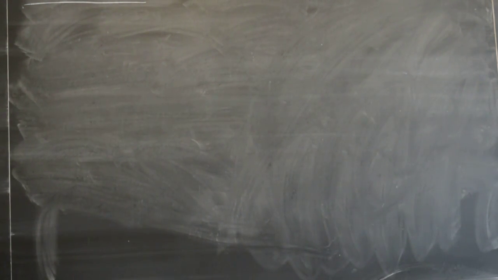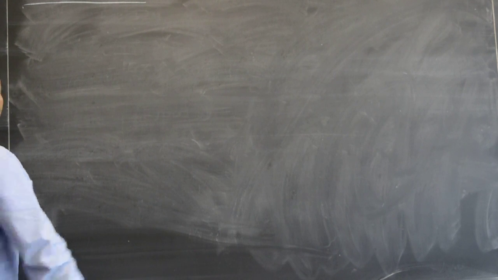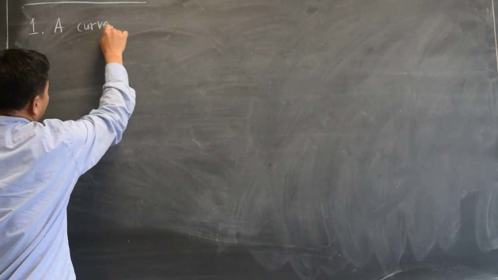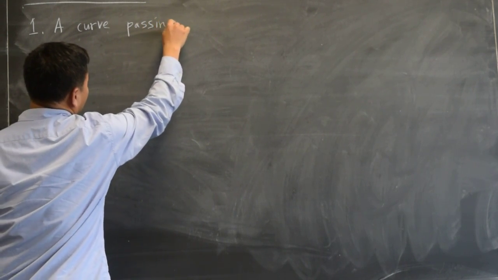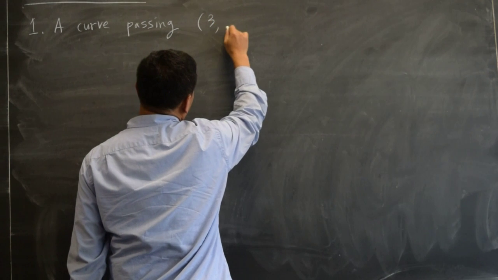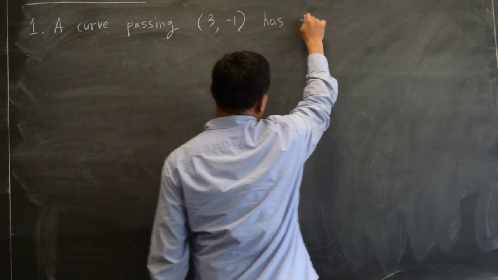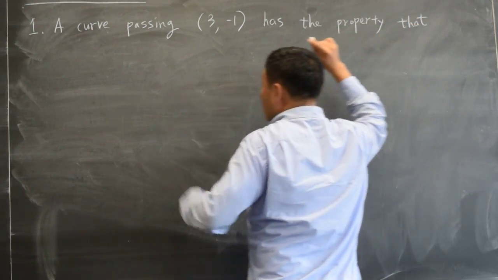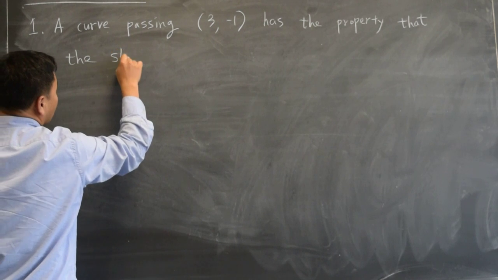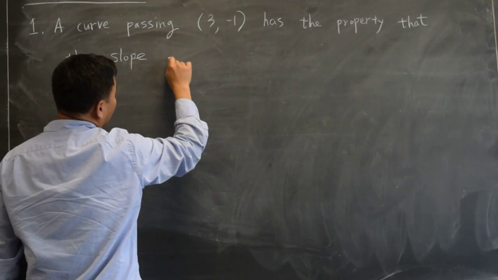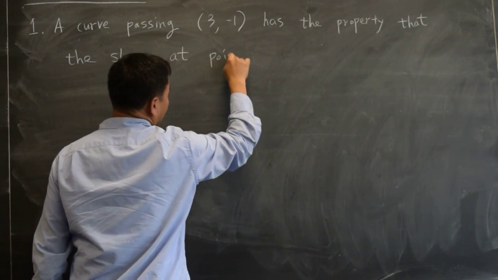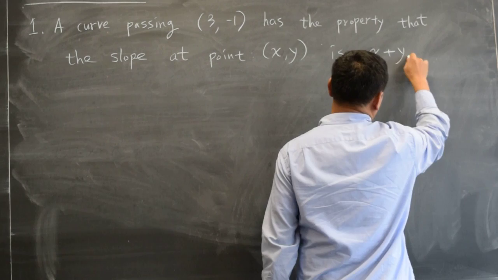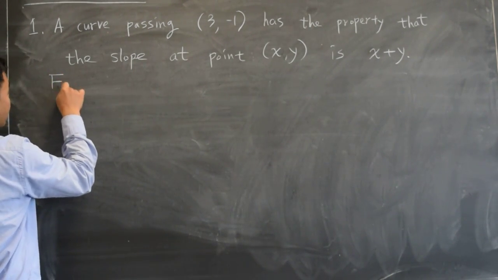Okay, let's do some word problems. So first, a curve passing through (3, -1) has the property that the slope at point (x, y) is x plus y. Find the equation of the curve.